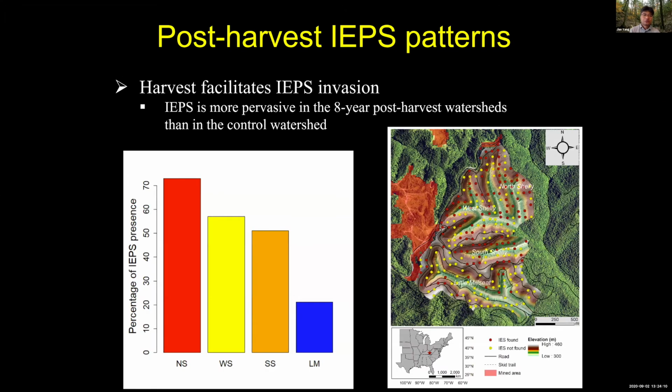So the overall pattern that we looked at for the IEPS across those 4 watersheds is that for those harvest watersheds, the North Shelley, West Shelley, and the South Shelley, more than 50% of the plots would have some kind of IEPS presence. But for the control, the Little Millseat, it is less than 20%. So IEPS is more pervasive in the 80-year post-harvest watersheds than in the control.